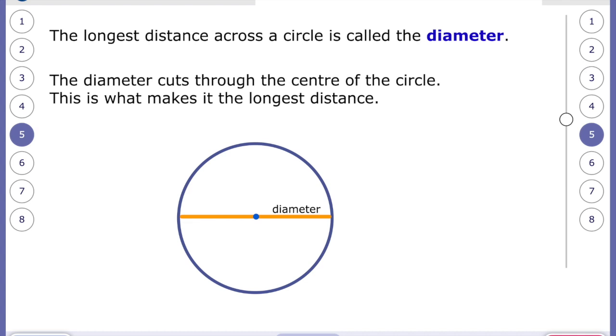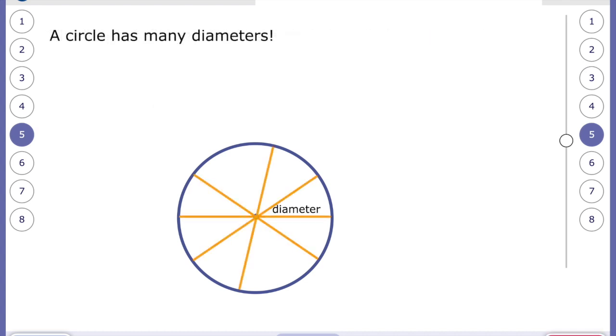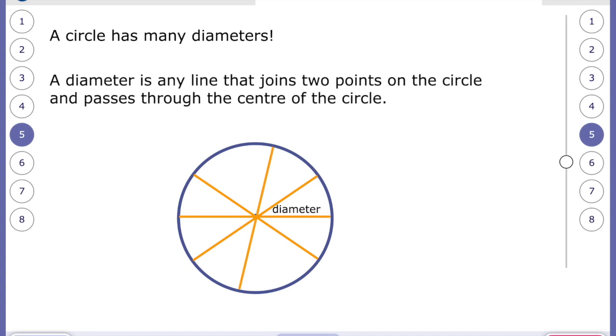And it cuts through the centre of the circle. So it has lots of different diameters in the circle, as you can see. It's 2 points of the circle that passes through the centre. If the line doesn't go through the centre, that is not the diameter.